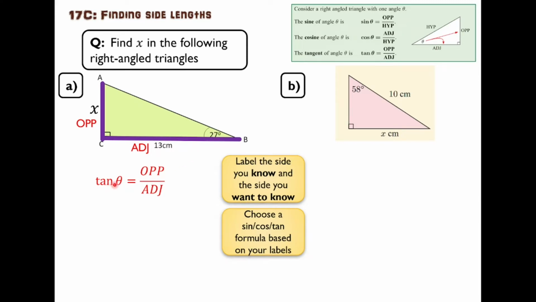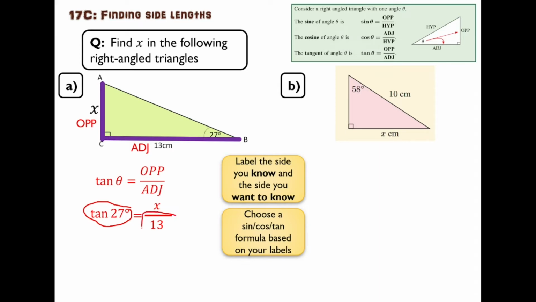The angle that we're talking about, theta, is 27 degrees. And that equals some fraction. The opposite is x, and the adjacent side is 13. So now we have a true equation which we can solve. Tan 27 is a number. It happens to be a decimal, but that doesn't really matter for now. But it is a number. So some number equals x divided by 13.